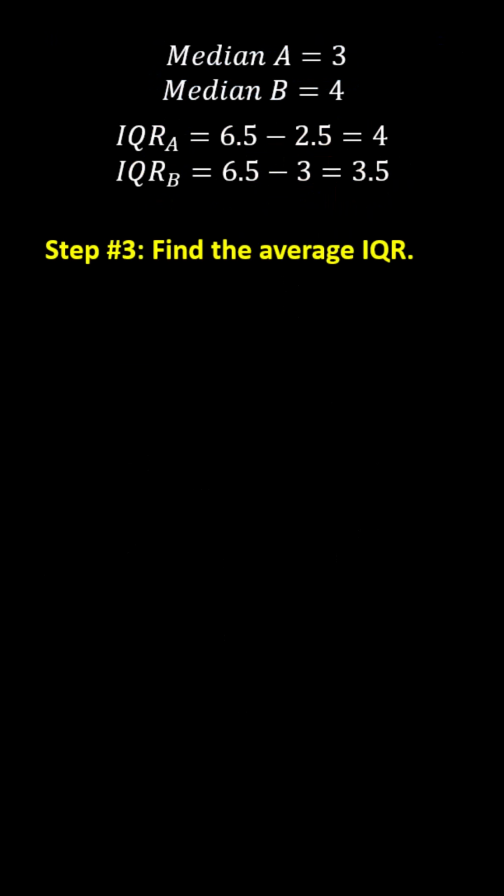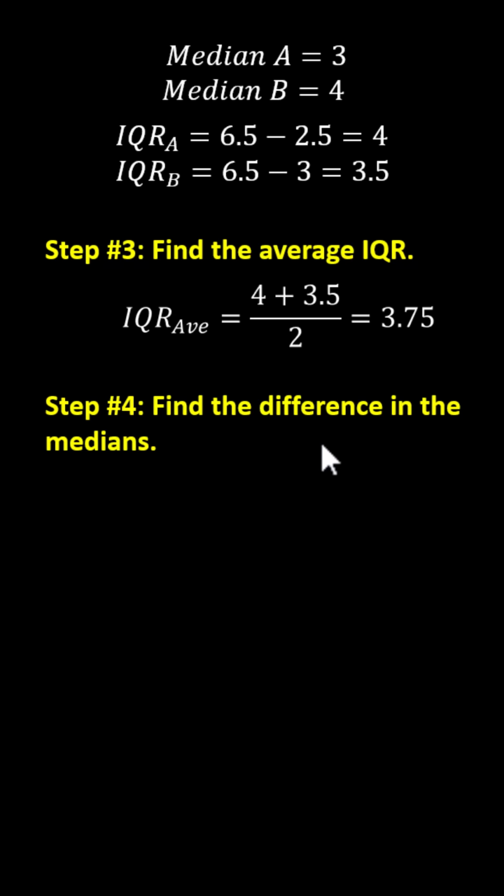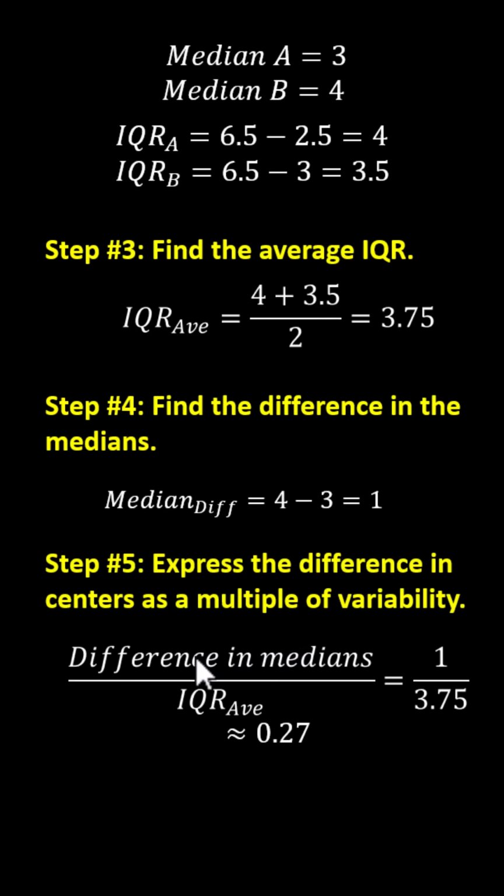Step 3, we find the average interquartile range, which is going to be the sum of 4 and 3.5 divided by 2, which is 3.75. Step 4, we find the difference of the medians, which is 4 minus 3, which equals 1. And now we can finally find the quotient of the difference in the medians and the average interquartile range. The difference in the medians is 1. The average interquartile range is 3.75, giving us a value of approximately 0.27.